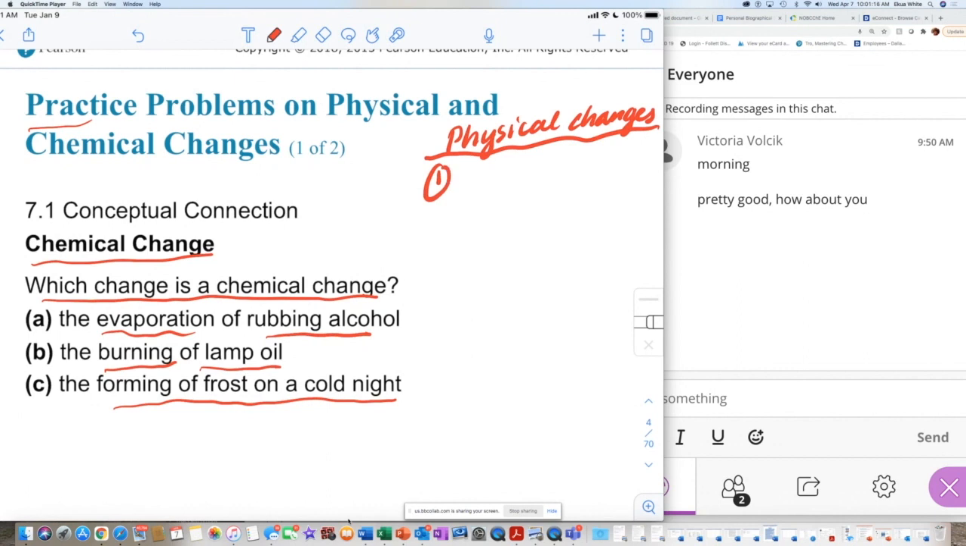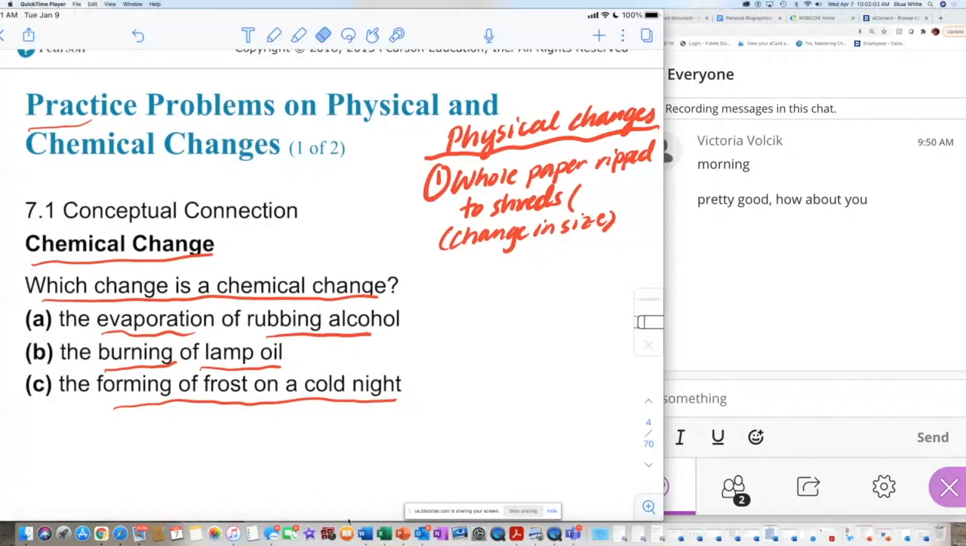Okay. Number one, let's see. So I'll say here, whole paper ripped to shreds. Okay. This example I'm giving here is a physical change because when you have a whole piece of paper and then you rip the piece of paper to shreds, the appearance looks different, right? The whole one is one single paper. The one that's ripped to shreds is tiny pieces, but it's still fundamentally paper. So that's an example of physical change. But what changed here, as we can see, let me write it here, change in size.